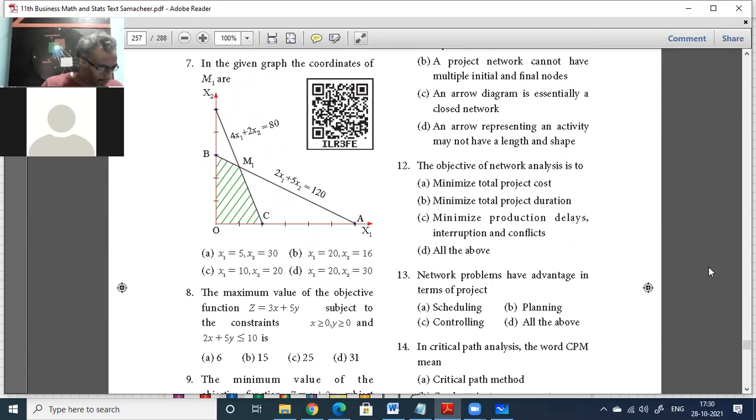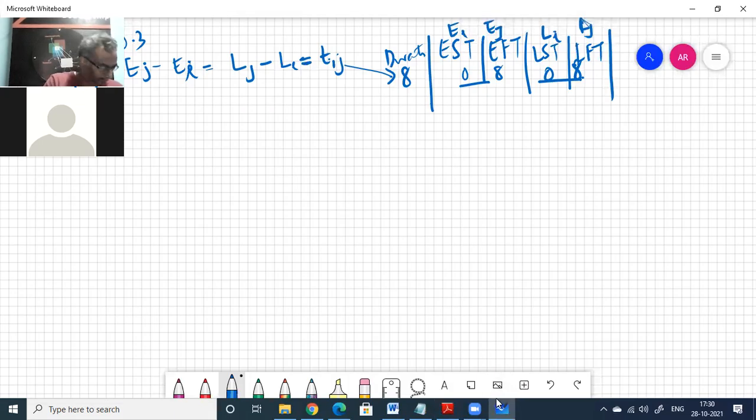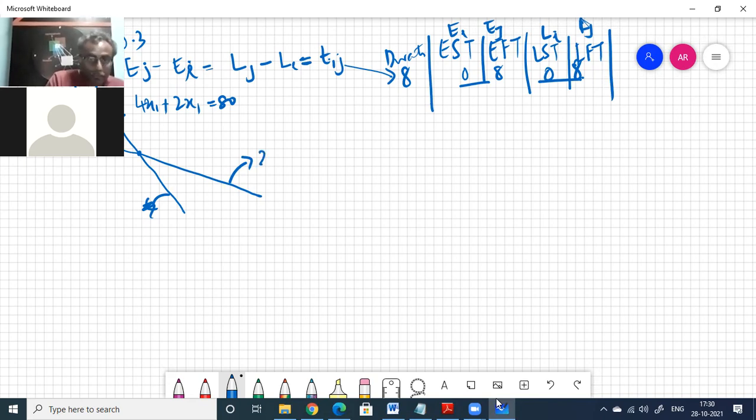In the given graphs, the coordinates are M1. What you have to do now, solve. One line is 4x1 plus 2x1 equal to 80. The other line, that is this line, is 2x1 plus 5x2 equal to 120.